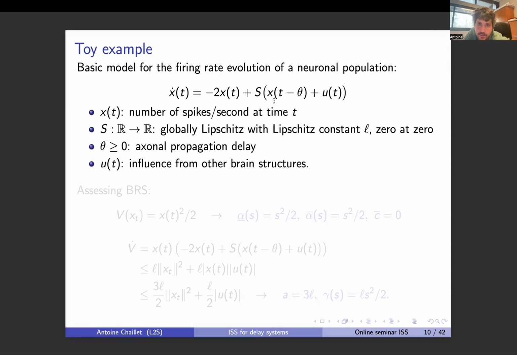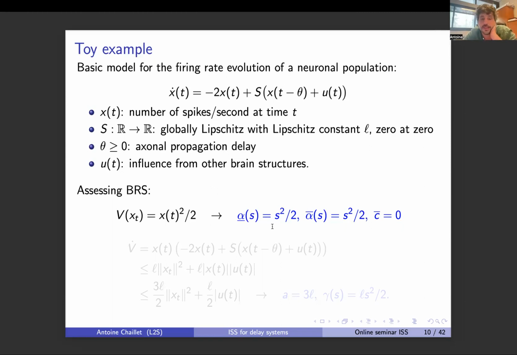You see that here, the influence of x is through a delayed version of it, because the neurons, as I said, have a finite transmission delay due to the axonal propagation. So the time it takes for the activity of the population to influence itself is through a time delay theta. And u here is an input signal that represents, for instance, the influence from other brain structures that are not modeled. So if I want to assess a bounded reachable set property for this system, I simply take a Lyapunov functional, which is actually a function. You see that it depends only on the current value of the state, x of t squared over 2. And of course, the sandwich condition can easily be established.